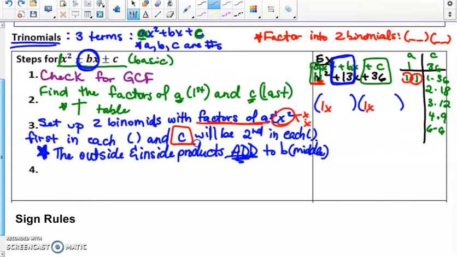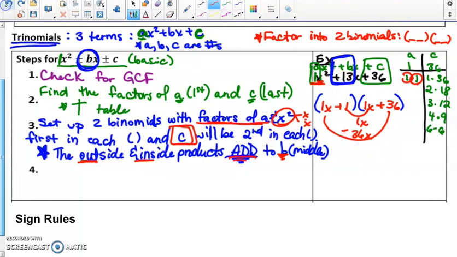Now here's the cool part about the factors of C. We can go ahead and look forward today to which ones will add to B. So I could go ahead and put in there positive 1 and positive 36. But if I were to check the outside and the inside products, 1x times 36 is 36x, 1 times 1x is going to be 1x. Add those together, 1x plus 36x will be 37x. That is not going to give me 13.